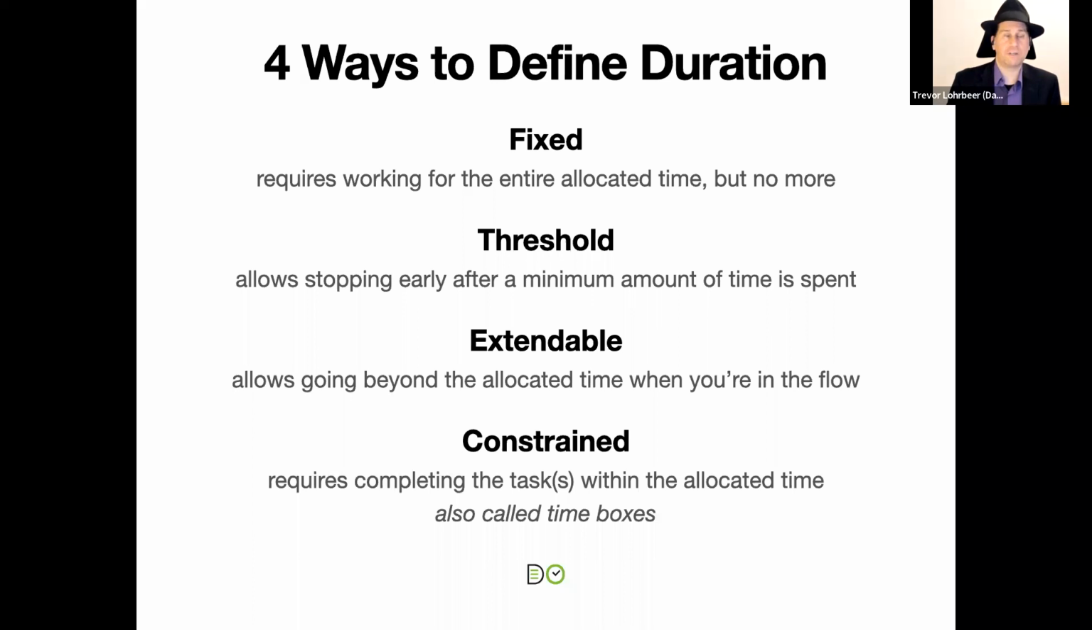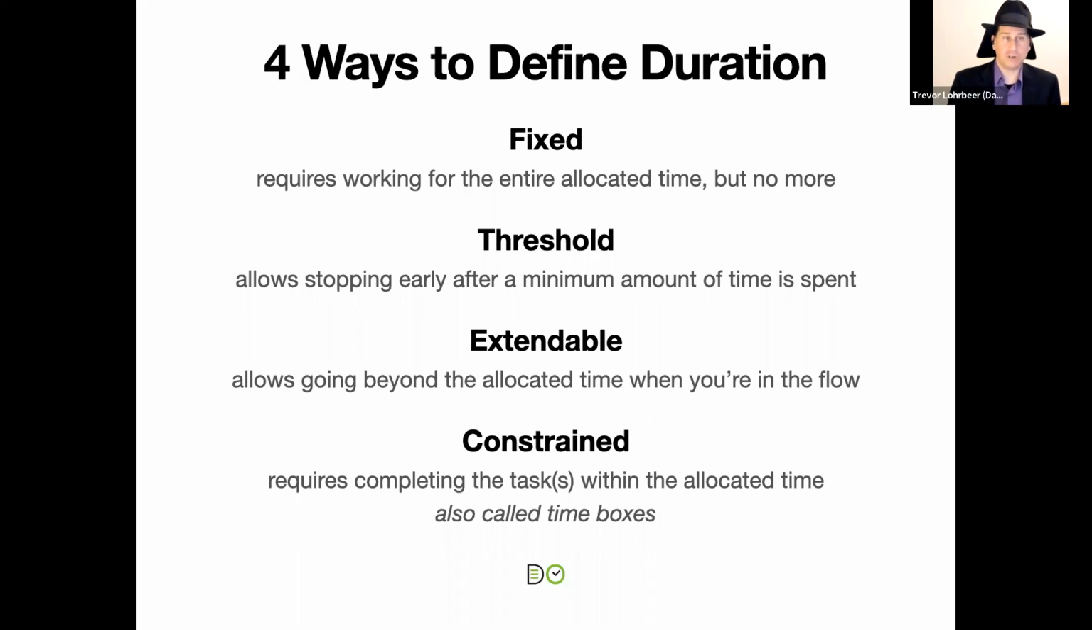So first off, I'm going to define fixed a little bit more specifically as I'm working for the entire allocated time, but no more. So if I do an hour time block, that means I'm going to work on my task for an hour, and at the end of the hour, I'm going to switch to my next task, or I'm going to stop doing that task. I'm going to fix that to that amount of time. Now, hopefully I get it done. If not, then I can schedule another time block to continue working on it.